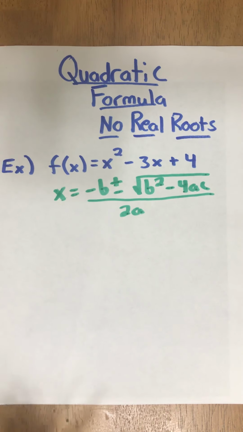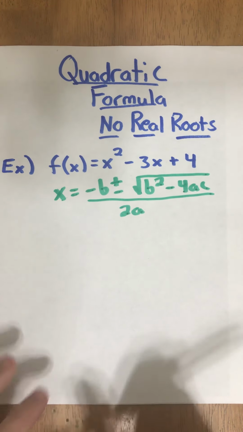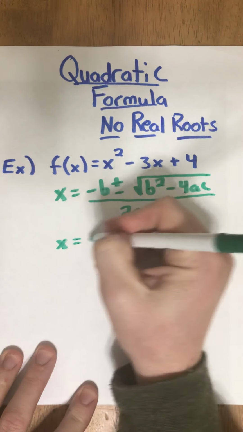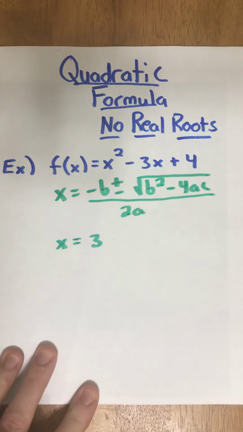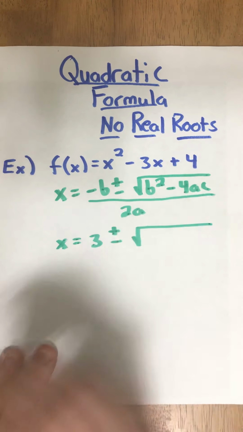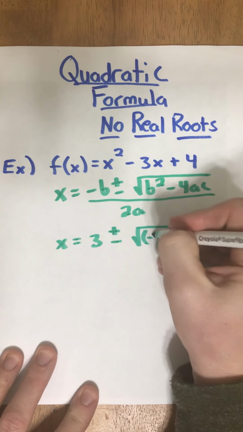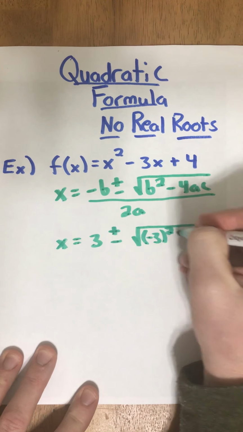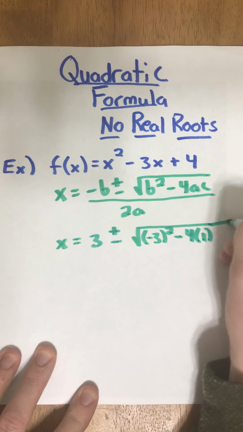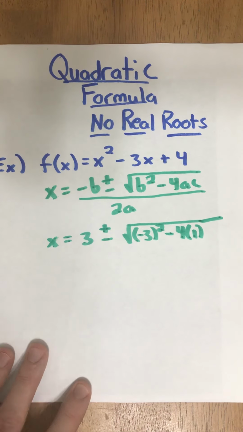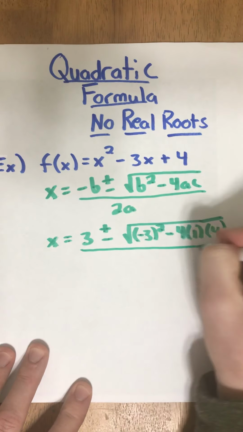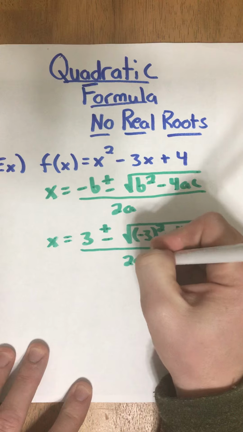So I'm going to substitute in the values just as we did last week. So my b here is negative 3. So a negative b is going to be positive 3 plus or minus the square root. We're going to have negative 3 squared minus 4. A is going to be 1. And my c here is going to be 4. All divided by 2a.